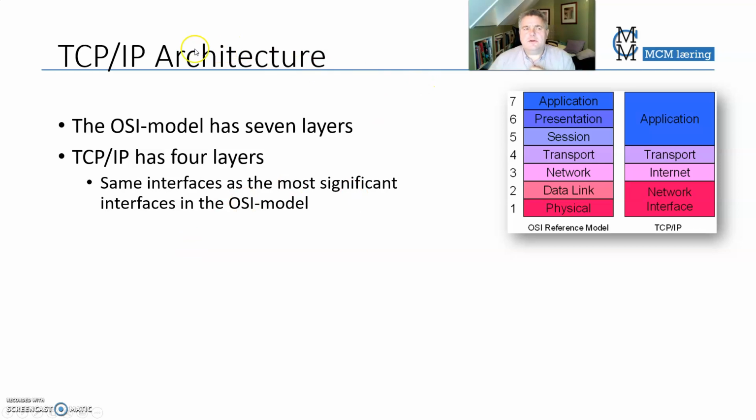As mentioned earlier, the TCP/IP architecture is similar to the OSI model, but it only has 4 layers. Fortunately, the division lines between the 4 layers in the TCP/IP model match the ones in the OSI model, apart from that they have bundled layers 1 and 2 and also the top 3 layers into the so-called application layer. 1 and 2 is the network interface layer, then you have the internet layer, transport layer, and application layer. So the division lines here are fortunately the same.